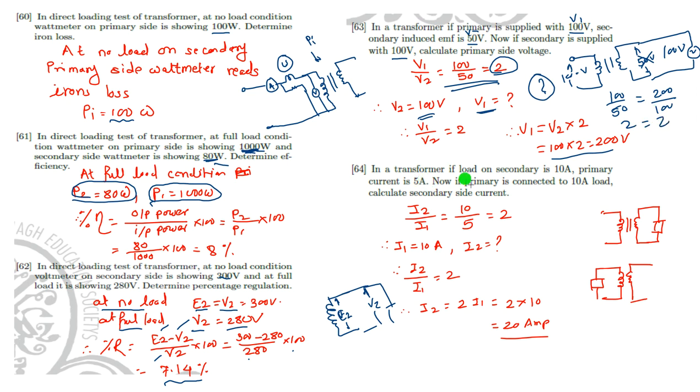Okay, in the transformer, if the secondary current is 10 ampere and primary current is 5 ampere, now if the primary is connected to the 10 ampere load, calculate the secondary side current.